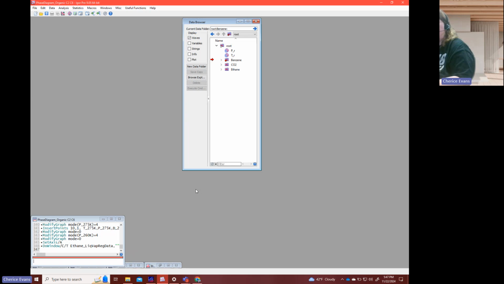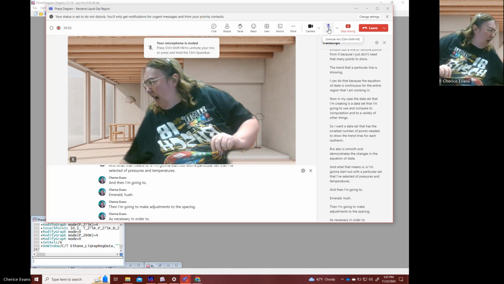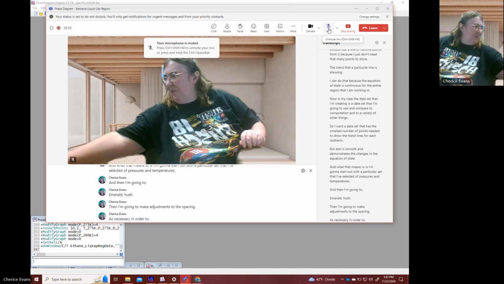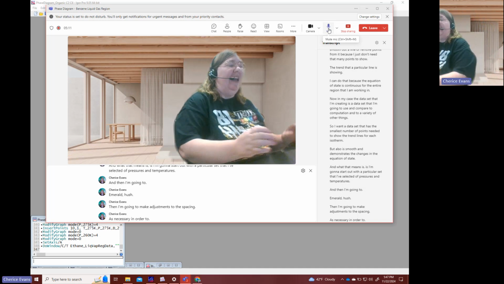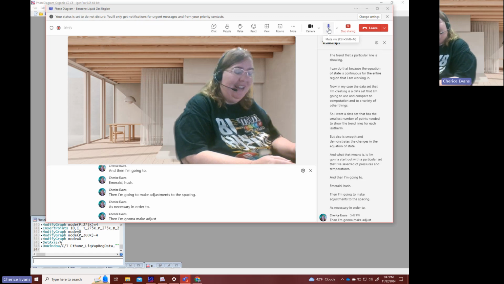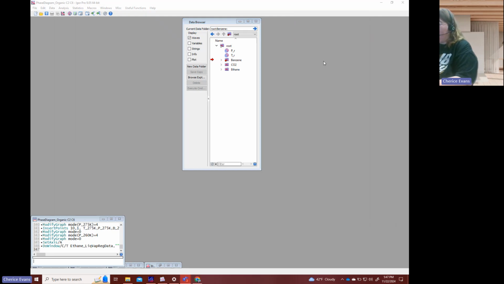And then I'm going to make adjustments to the spacing as necessary to allow the changes where the most dramatic changes are to be represented.